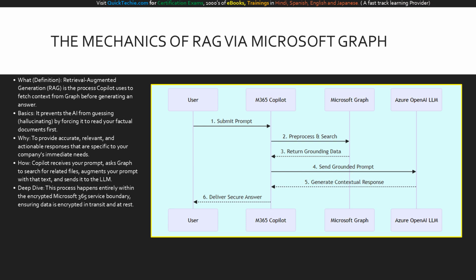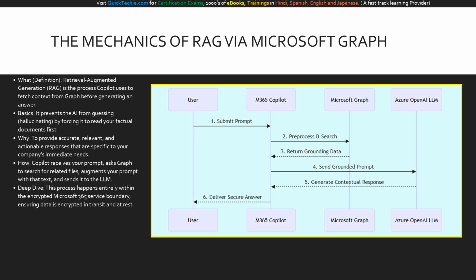Now, let's explore the actual mechanics of how Copilot thinks. We call this Retrieval Augmented Generation, or RAG, orchestrated by Microsoft Graph. What is RAG? It is the architectural process Copilot uses to fetch specific context from Graph before it ever attempts to generate an answer. The basics are straightforward. RAG prevents the AI from hallucinating or guessing facts by forcing the model to read your verified documents first.